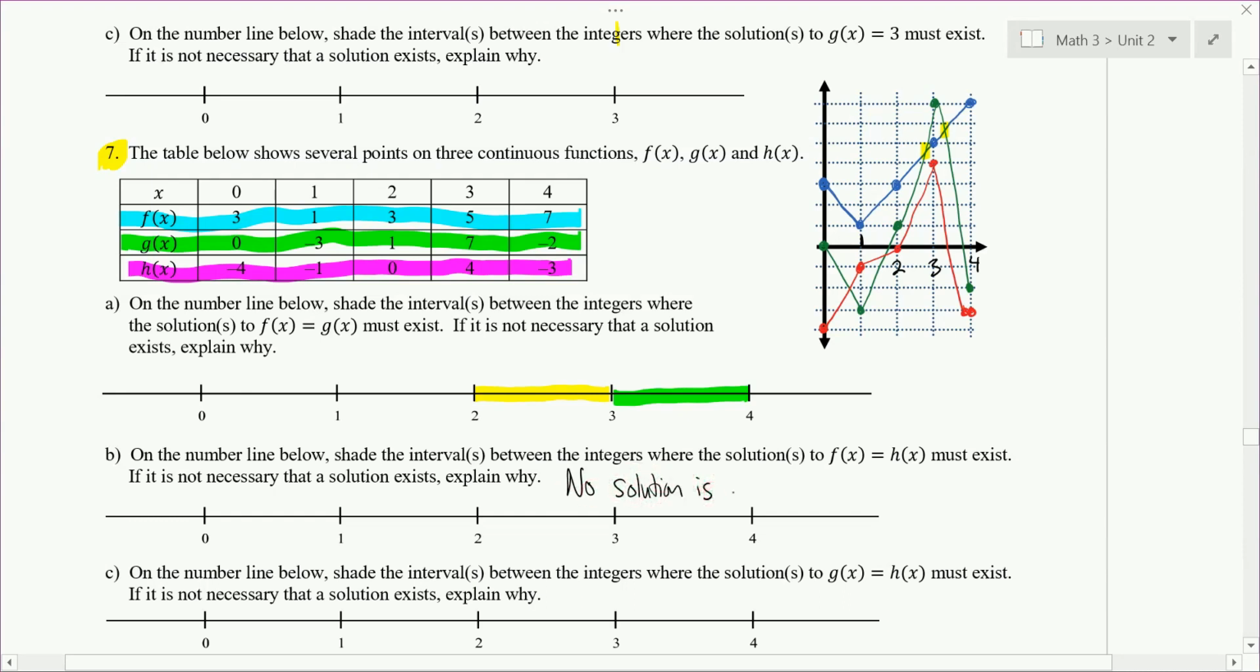is necessary. And we say necessary because we don't know for sure if there is a solution or not. But if, based on the information given, we plotted the points we know, nothing has to cross. So no solution is necessary, since it is possible the graphs don't cross.